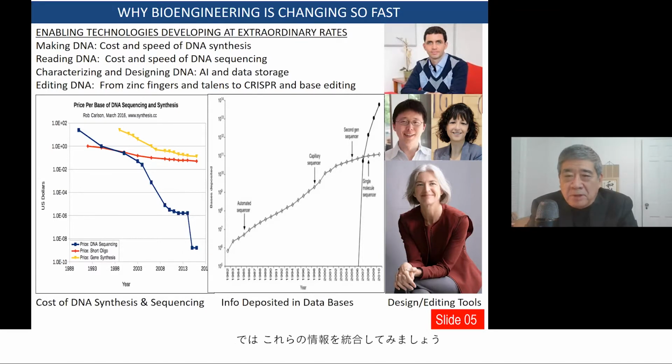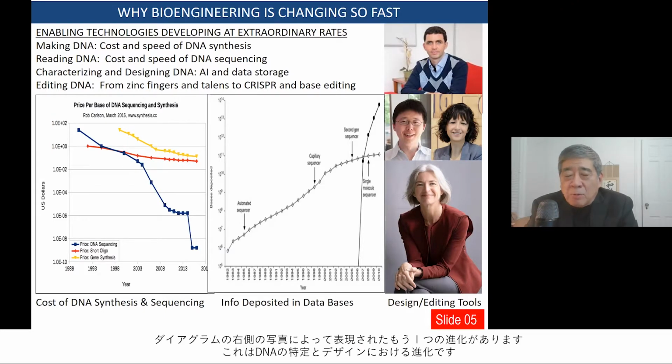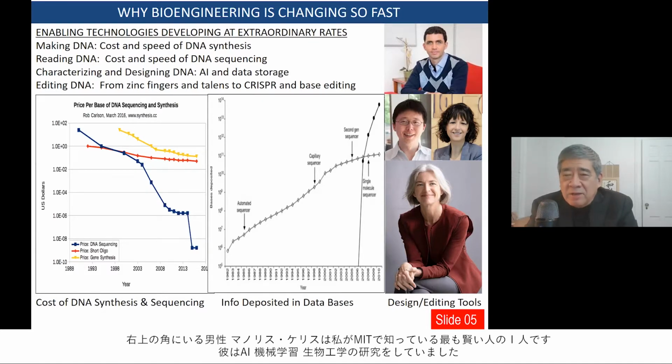Now, you put together that information, and there's another revolution being represented by the photographs on the right side of the diagram. And it's advances in characterizing and designing DNA. And a lot of that is information technology.